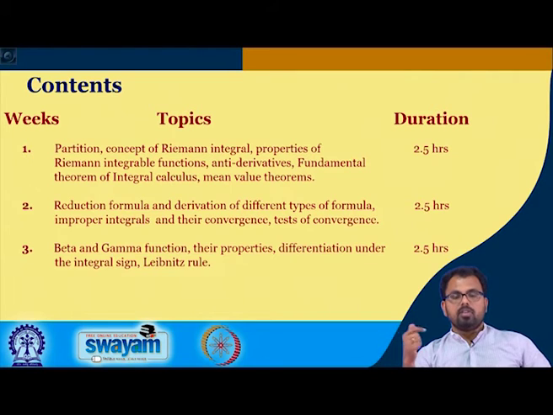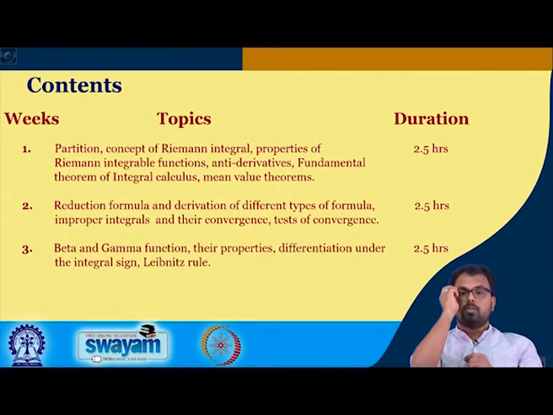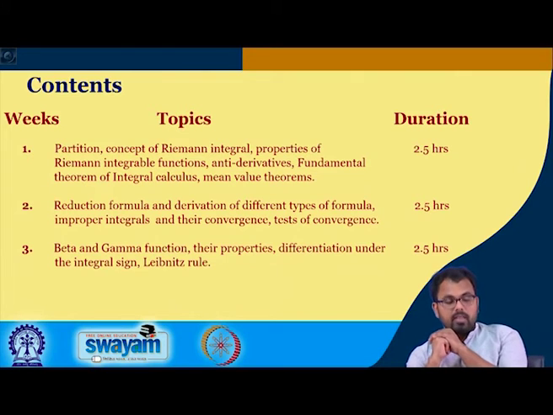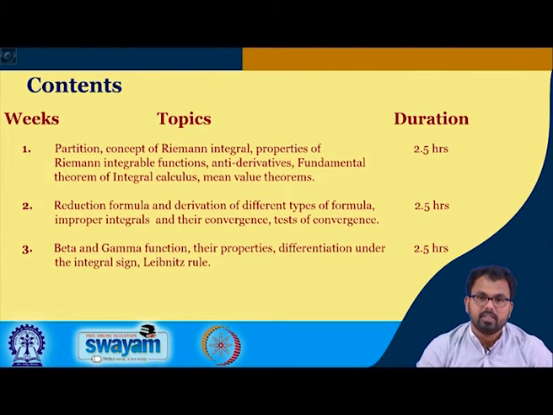And then we learnt about improper and proper integrals and their convergence. We also learnt about some tests for convergence. All right. And afterwards we moved to beta and gamma functions. We looked into their properties. We learnt about differentiation under the integral sign, Leibniz theorem, and things like that.